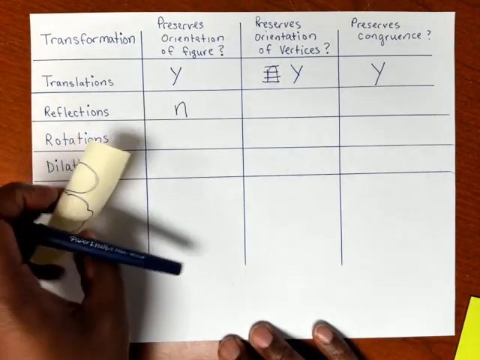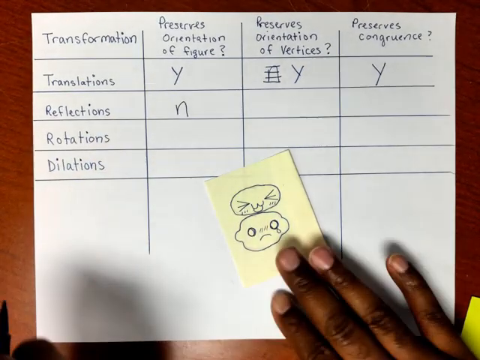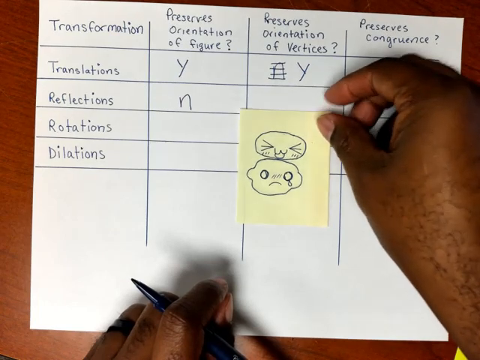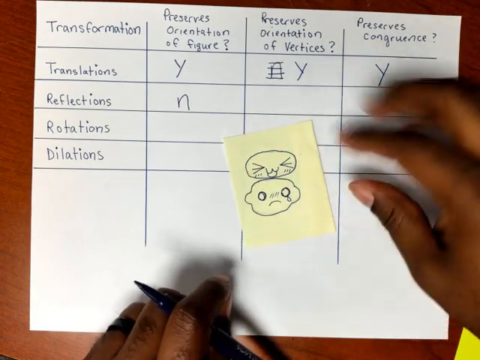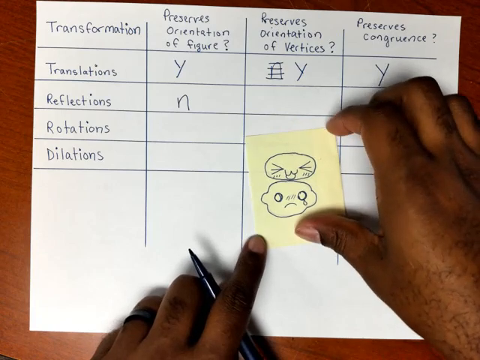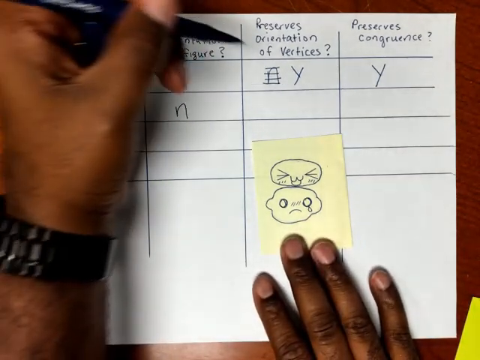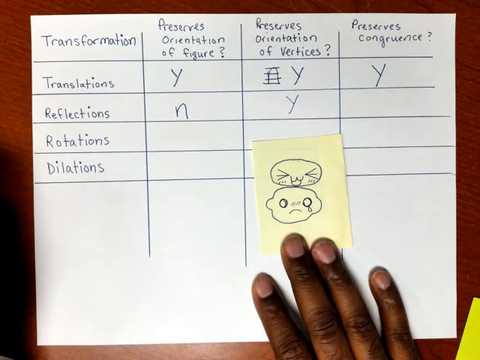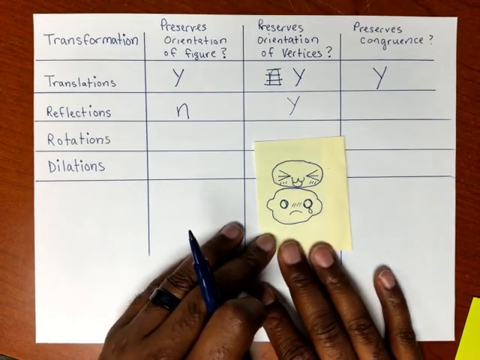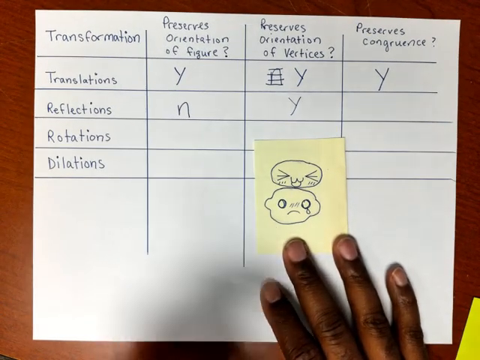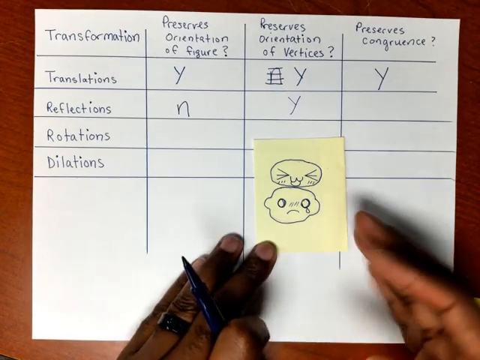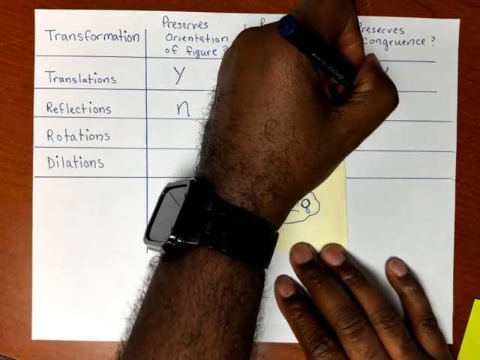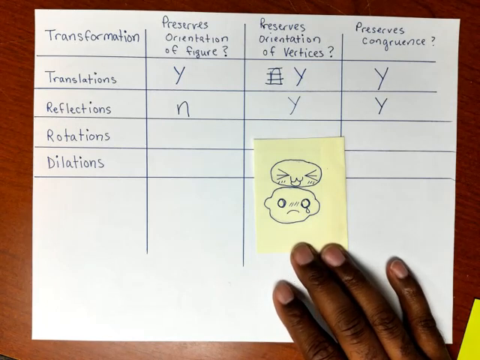But when I reflect something over the x or y axis, does it turn? Do the corners turn? Does it turn like this? No, it does not turn. So the orientation of the vertices does stay the same. So yes, the orientation of vertices are preserved. Now, what about congruence? Does the size and shape change with a reflection? No. A reflection should be the same image looking back at itself. So we're going to say yes, it preserves congruence. It stays the same size.